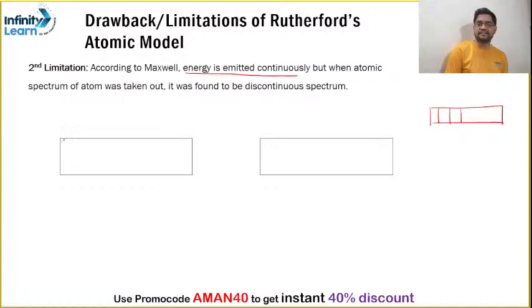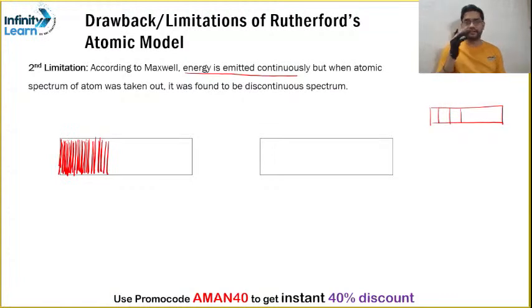Can I say that since energy is emitted continuously, the spectrum should look something like this? How should the spectrum look? Like this, energy, energy, energy, continuously. This is a continuous spectrum, lines just keep appearing.